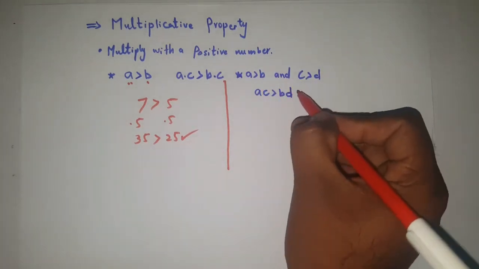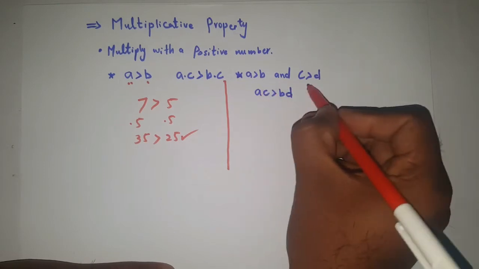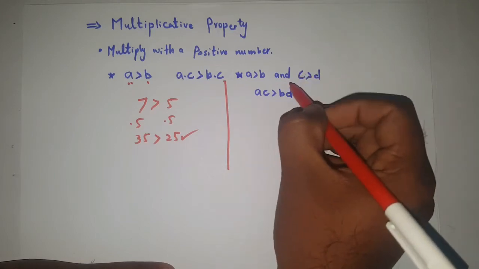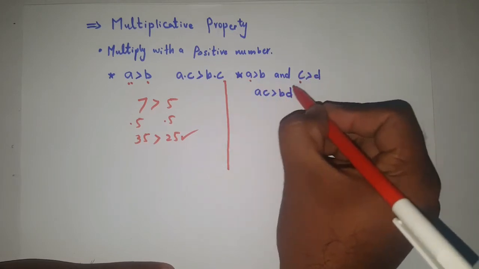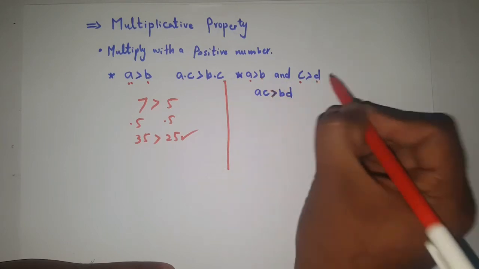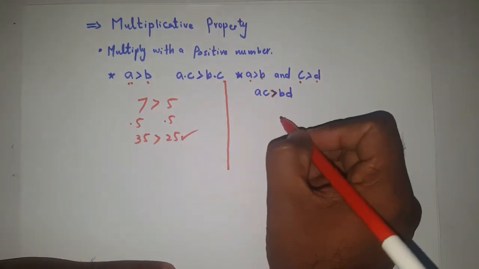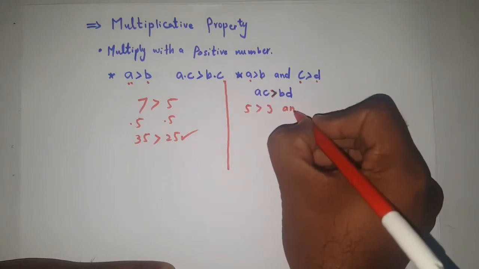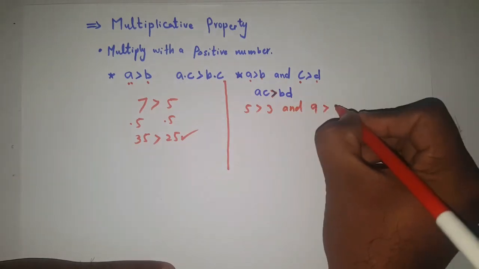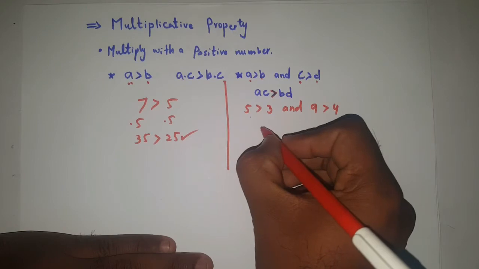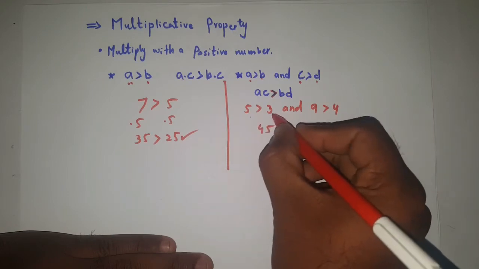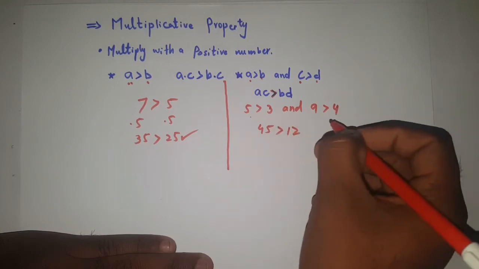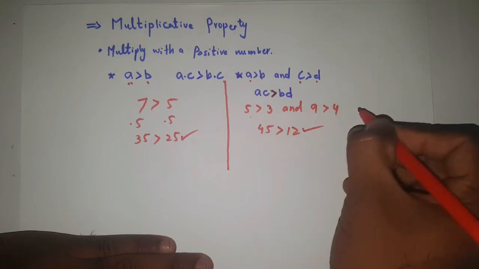Here is the other condition of multiplicative property. According to this condition, if A is greater than B and C is greater than D, then the product of A and C would be greater than the product of B and D. For example, if 5 is greater than 3 and 9 is greater than 4, 5 multiplied by 9 is 45 and 3 multiplied by 4 is 12. 45 is greater than 12. So this is true.